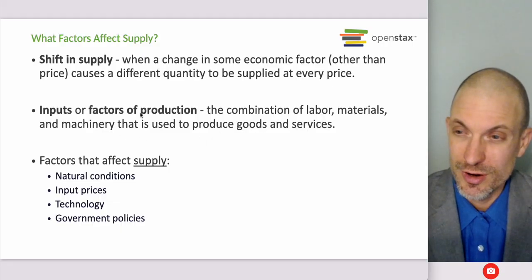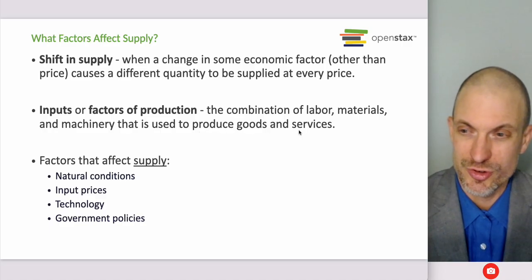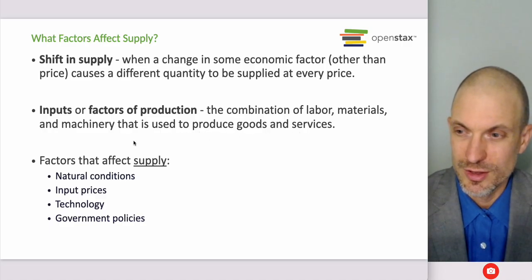Let's see, inputs are factors of production. The combination of labor, materials, and machinery could be used to produce goods or services. That's right. So factors that affect supply: natural conditions, input prices, technology, government policies.